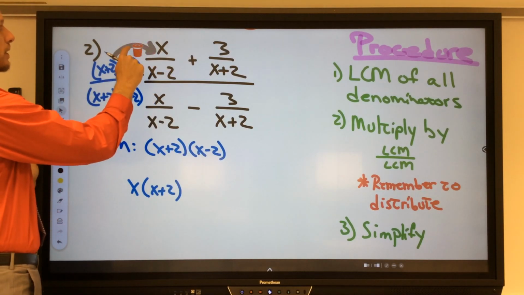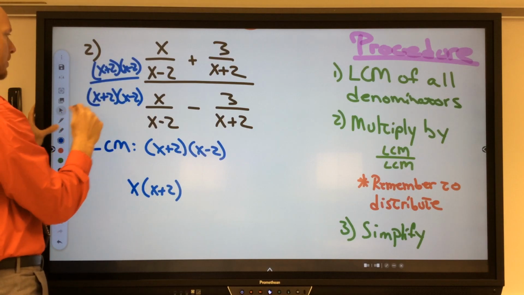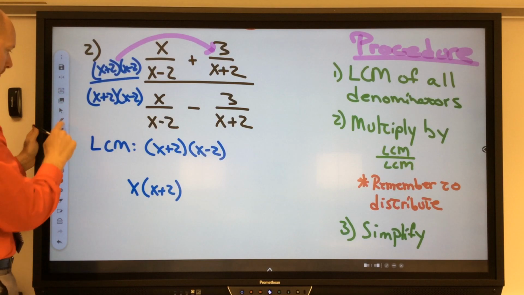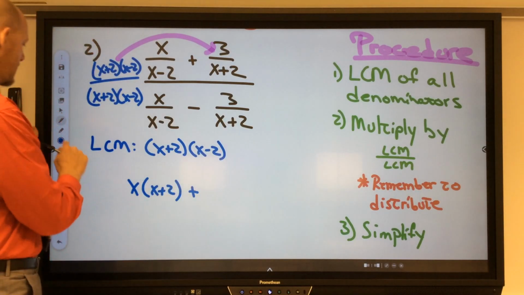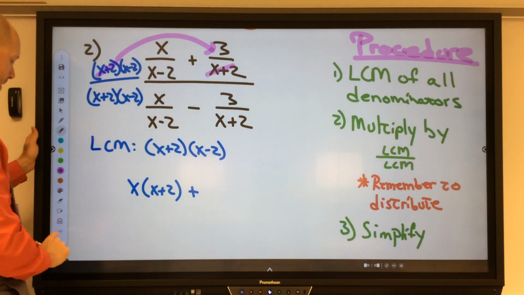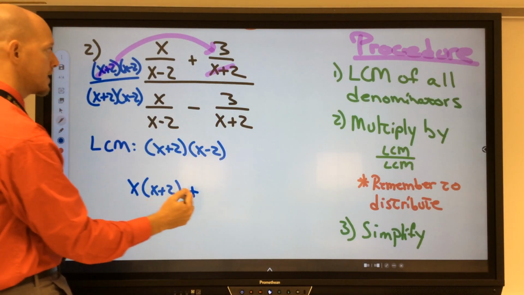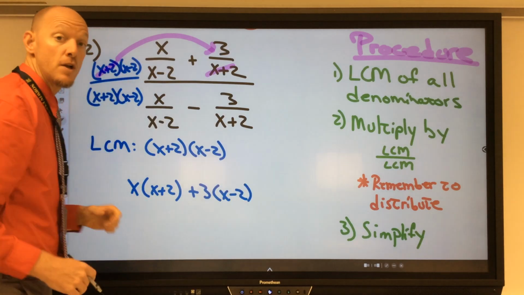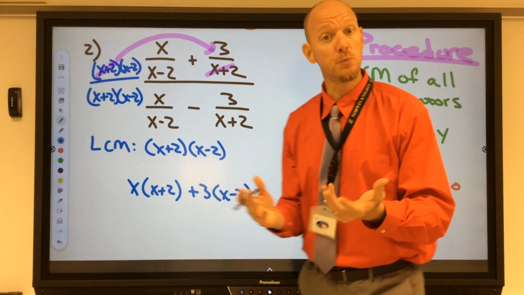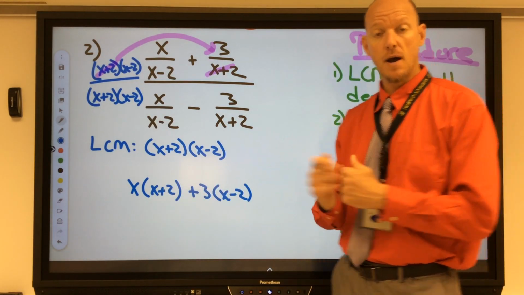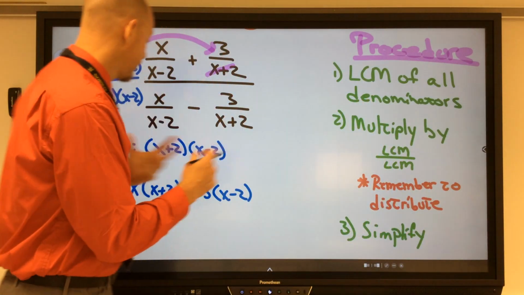Now I'm going to distribute this to our second one. So I'm going to put a plus, and now I see that the x plus 2's reduce, and that's going to leave me with 3 times x minus 2. This looks good for us because now our numerator no longer has any fractions. It's just a pure polynomial expression.